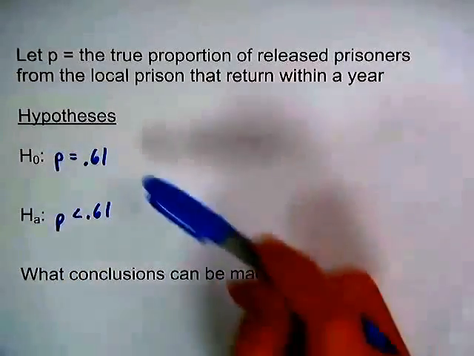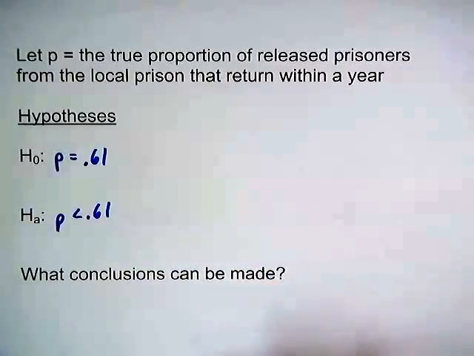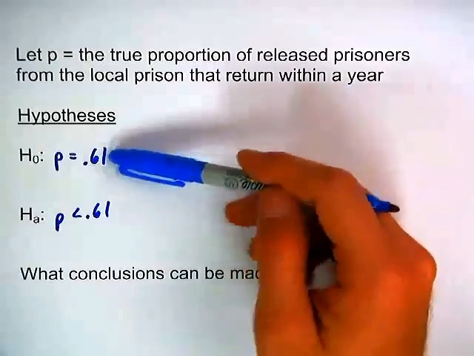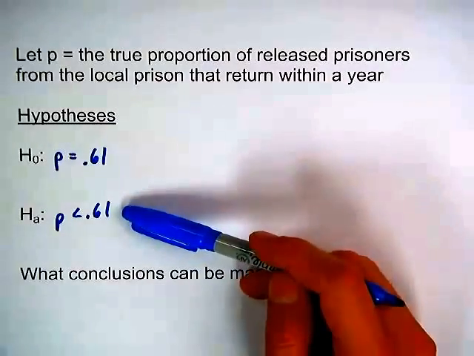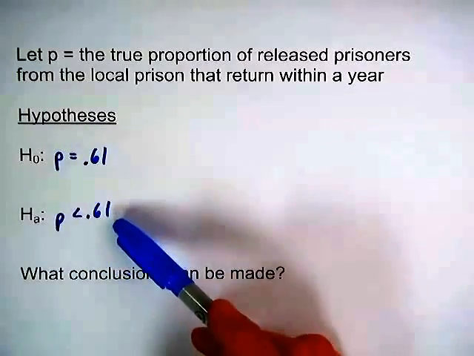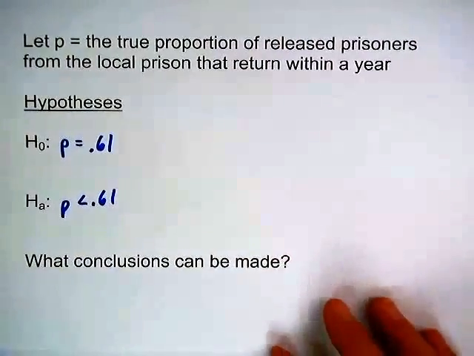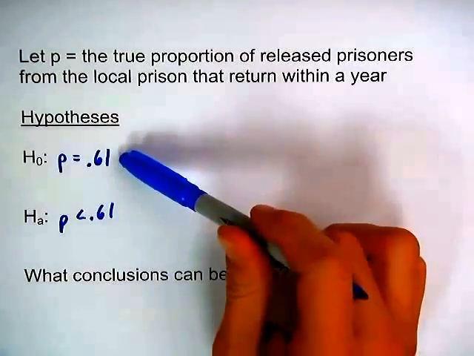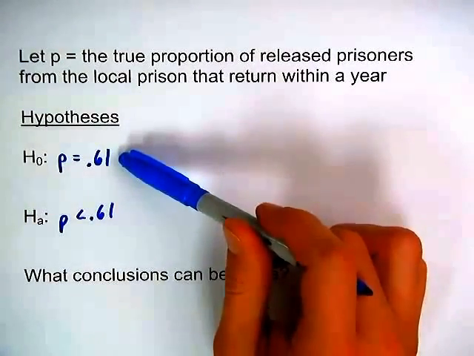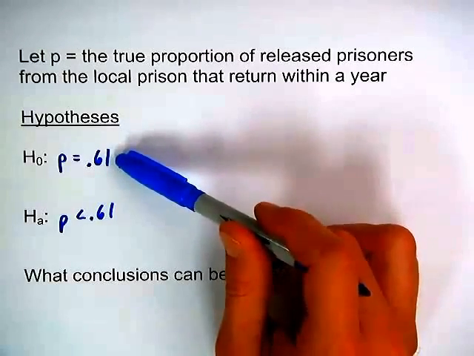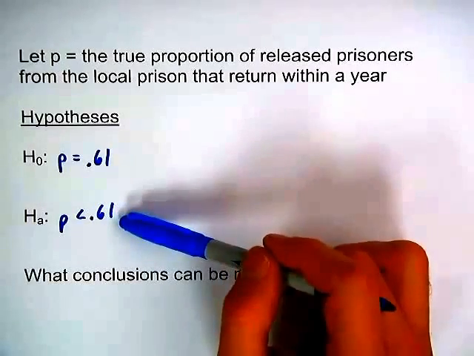Okay, so when we run the test, remember we have two conclusions. We're either going to reject the null hypothesis. If we reject the null hypothesis, we have evidence for the alternate hypothesis. So if we have evidence for the alternate, that means our test will tell us that the program is working. If we fail to reject the null hypothesis, that's the second possible conclusion that we could make. If we fail to reject the null hypothesis, we have no evidence for the alternate.